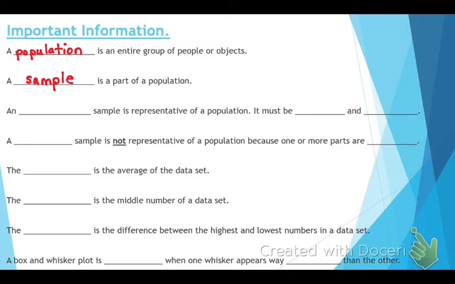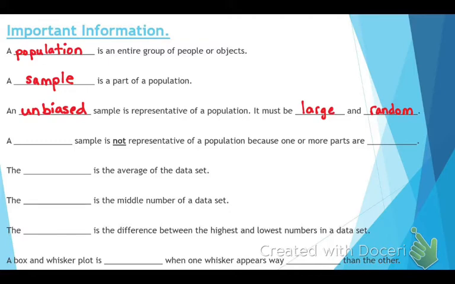Then we talked about two different kinds of samples. Do you guys remember what they were? Unbiased and biased. Very good. The first one we're going to put in here is an unbiased sample is representative of a population. What two things does it have to be to be unbiased? Large and random.